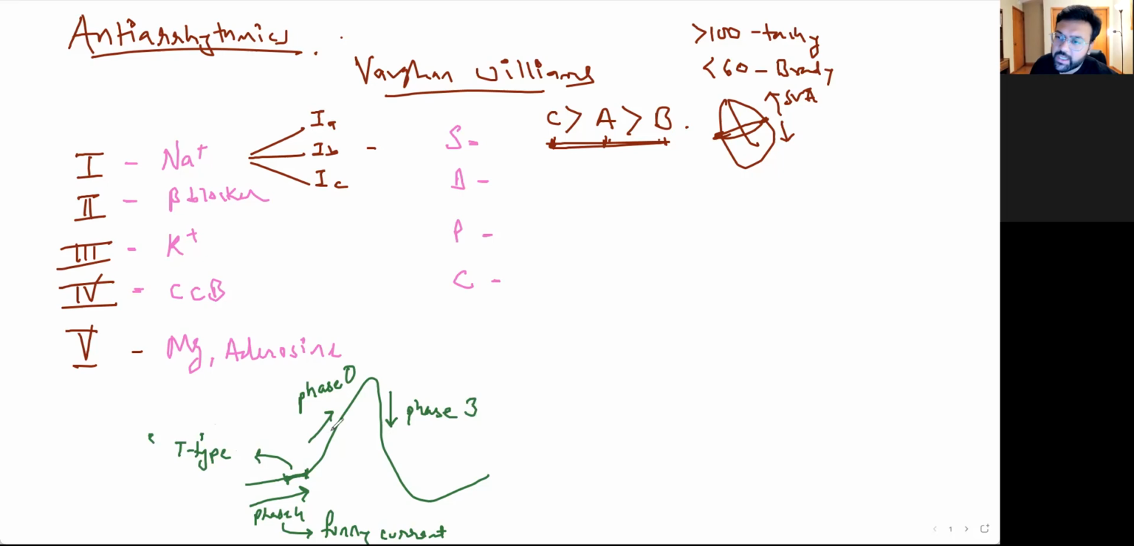Phase 0 is mediated by what electrolyte? Calcium. Very good. We are talking about the pacemaker potential here, not the ventricular action potential. So phase 0 is mediated by calcium channel and calcium. So what kind of calcium channel is responsible for phase 0?